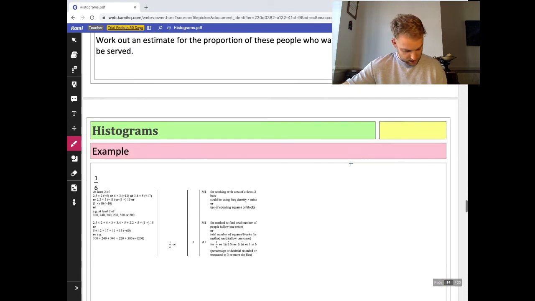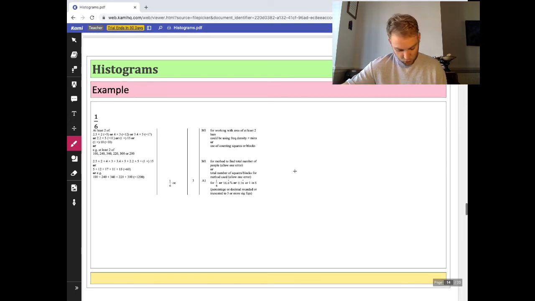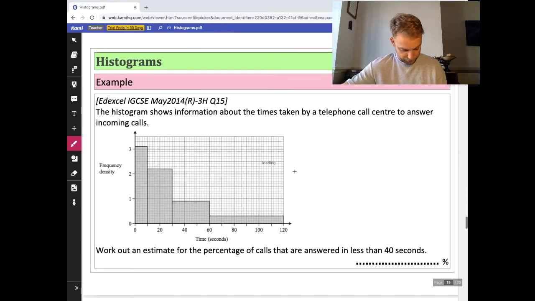So here, 1 over 6, yeah, good. That's worth 3 marks there in total. You've got to work out all of the areas. Look, you'll see that they've done that here, and then work out the last part. So one more question to go.